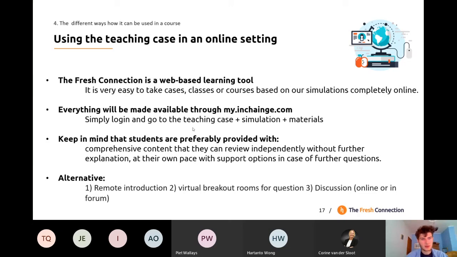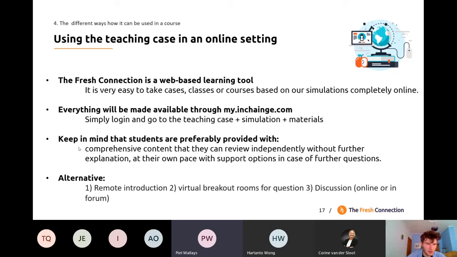Also keep in mind students are preferably provided with comprehensive content that they can review independently without further explanation and at their own pace. And if they need support, that they can access support for further questions. So maybe set up a chat with your students next to your email so that they can easily reach you.